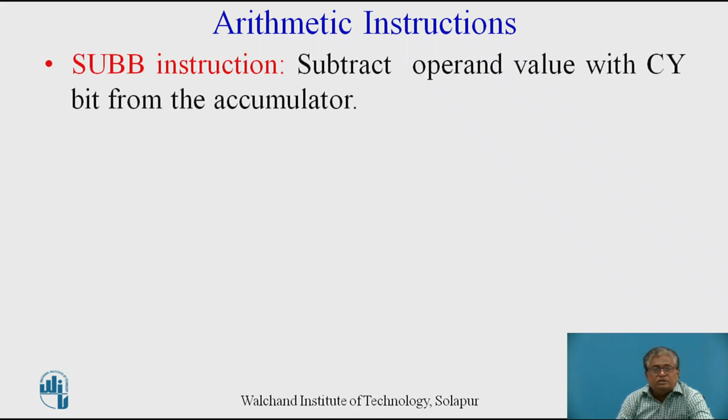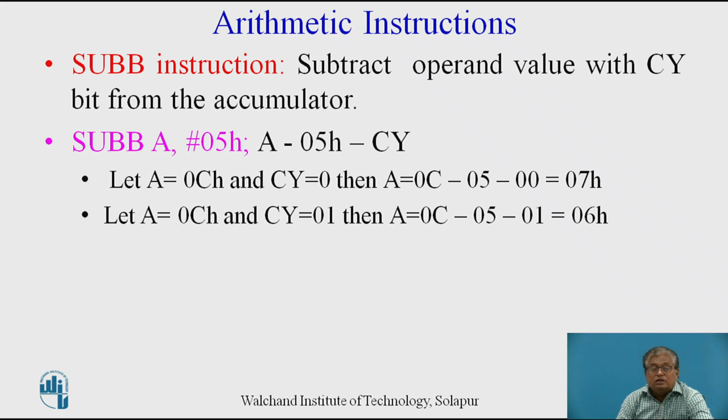Sub B, which is called subtract with borrow. So subtract the operand value with the carry bit from the accumulator. The second operand always gets subtracted from the accumulator. An example is SUBB A, #05. The operation will take place like this: first 05 will get subtracted from A, and then the carry bit will get subtracted.